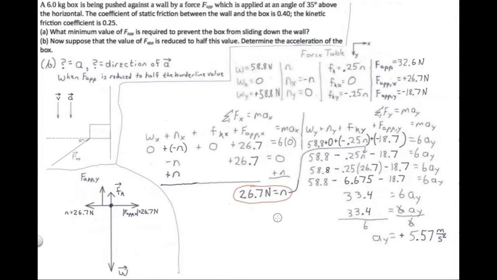Now let's ask, do our results for part B make sense? N is a magnitude, so it does make sense that our result for n is positive. In part B, n equals 26.7 newtons, which is the same magnitude as F applied x for part B. Does that make sense? Well, F applied x is trying to make the box begin moving to the right. To prevent that, the normal force has to cancel F applied x. So yes, it does make sense that these two forces have to be equal in magnitude. The applied force is half as big in part B as in part A, so it makes sense that our result for n is half as big in part B as it was in part A.